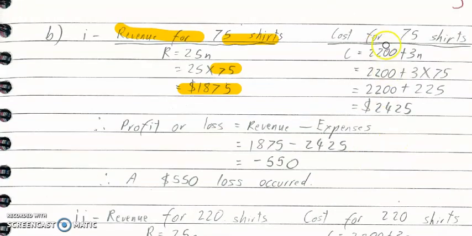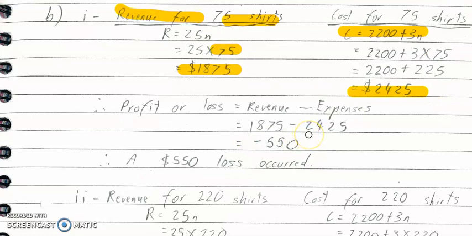Anyway, the cost for 75 shirts though, recall our cost of shirts is 2,200 plus 3N. Those 75 shirts cost $3 each to make, plus the $2,200 in fixed costs. So 2,200 plus 3 multiplied by 75 gives me $2,425.